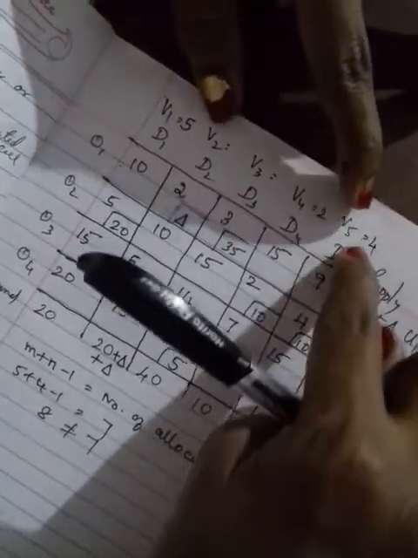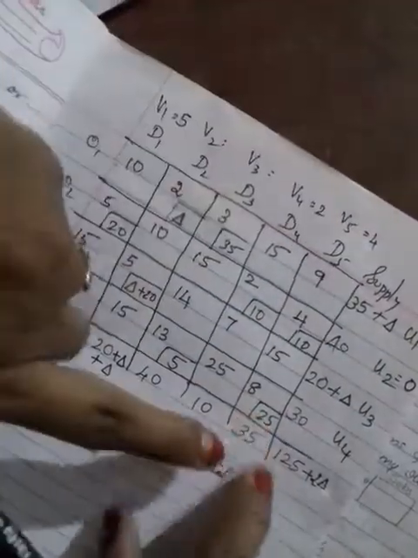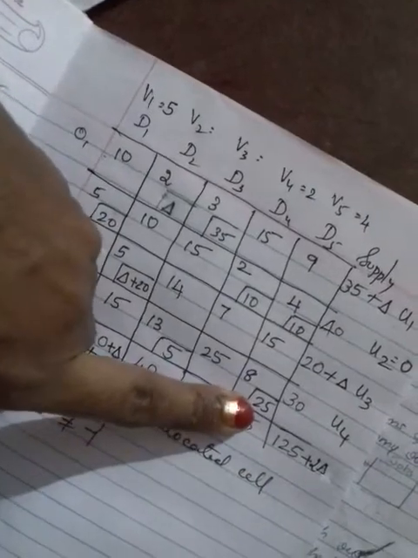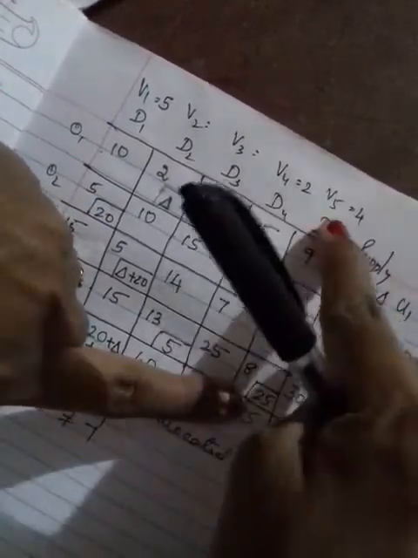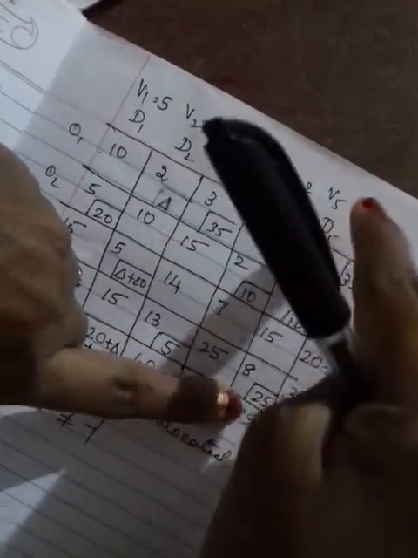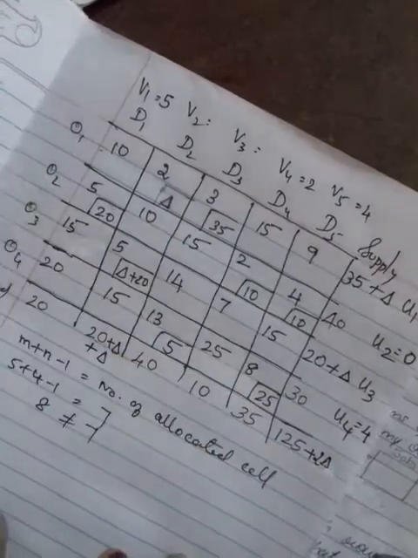So in this we found 4, no? We found v5 is 4. And you can take this cell. For this cell the cost is 8 and the v value is 4. So 8 minus 4 is 4. So u4 is 4. Is it clear?